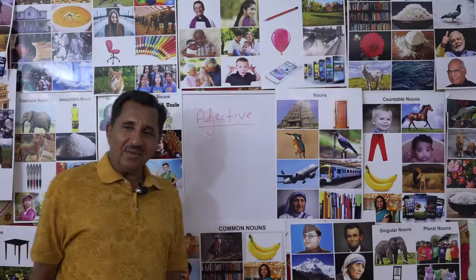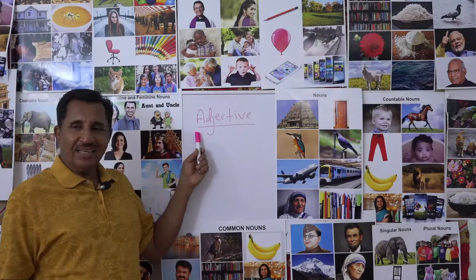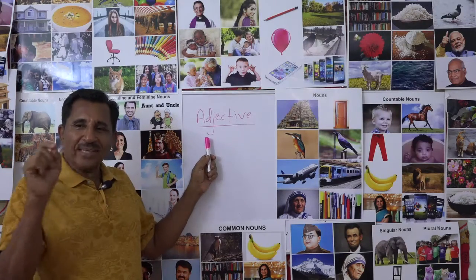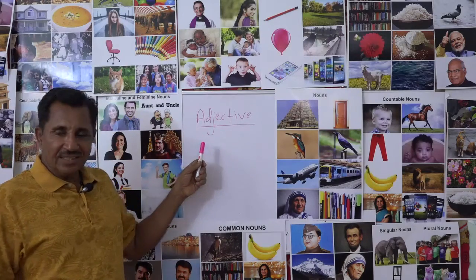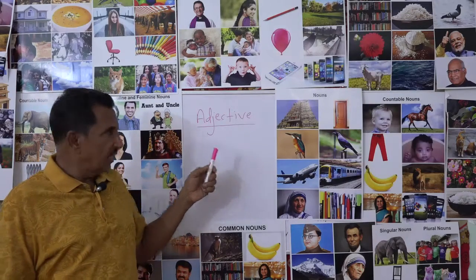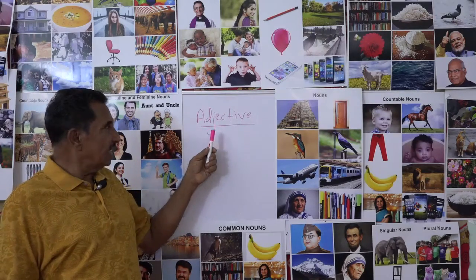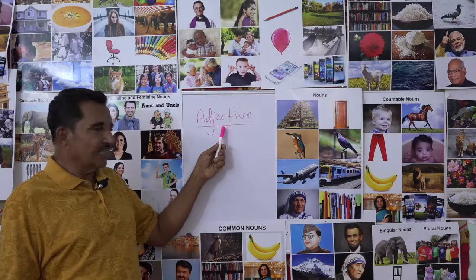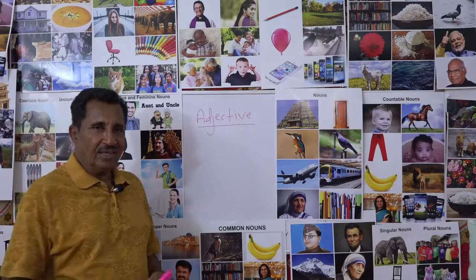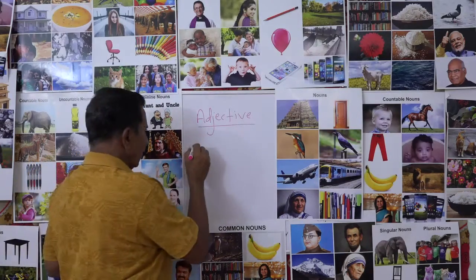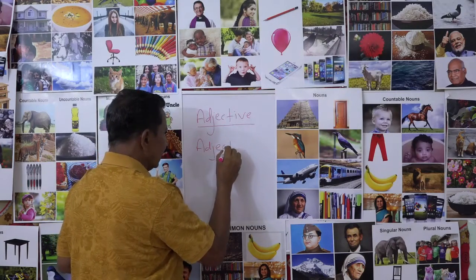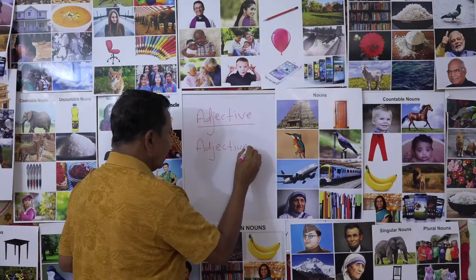Okay, now you can see I have written a word here on the whiteboard. What is it? Can you spell it? Come on. Gio, spell it. A D J E C T I V E. Look at that. Then you can write A D J E C T I V E S.